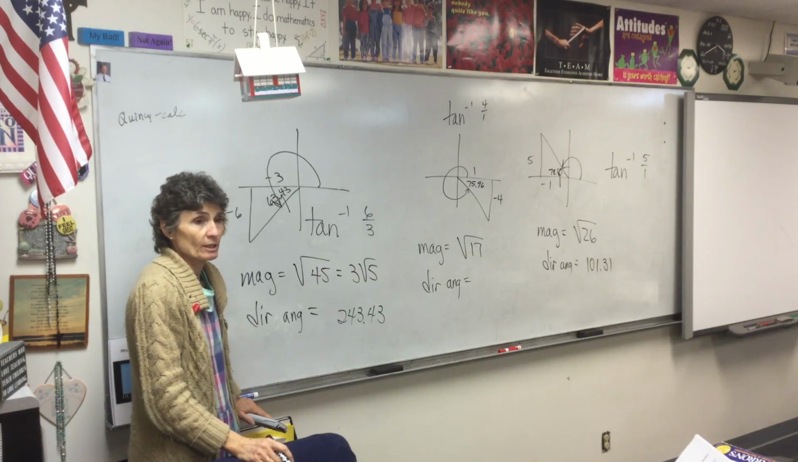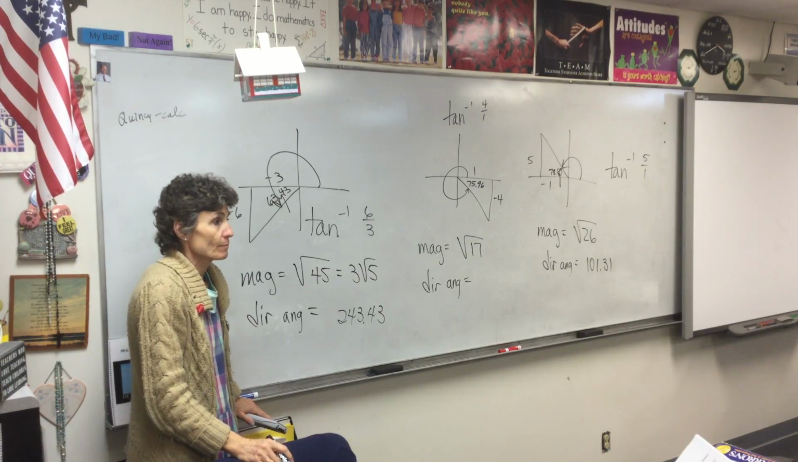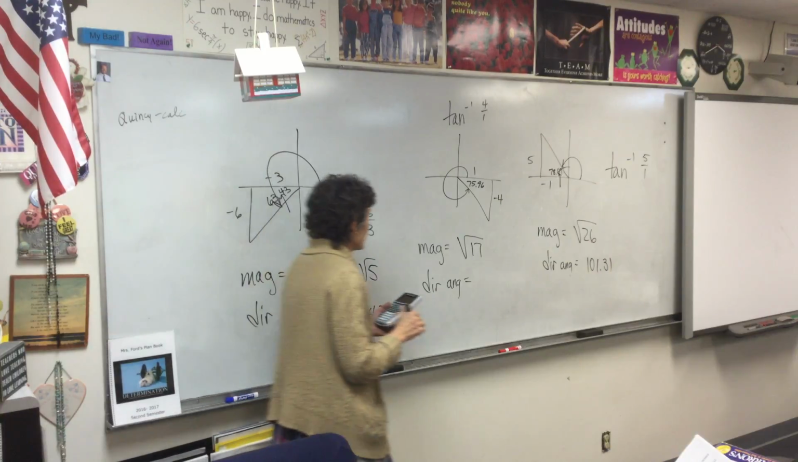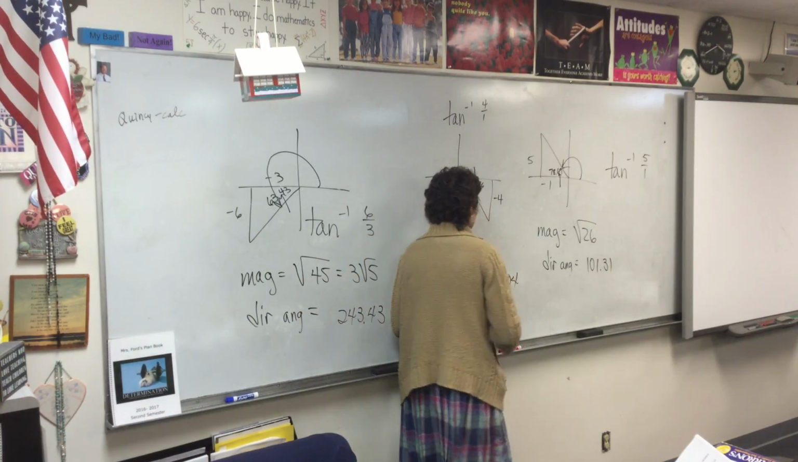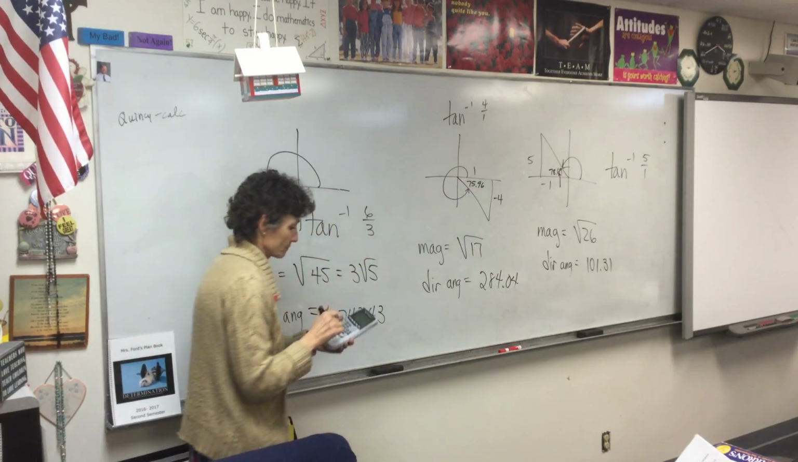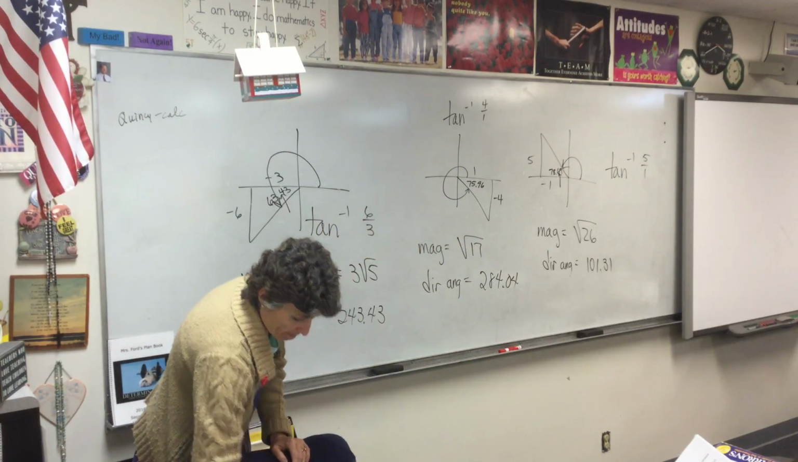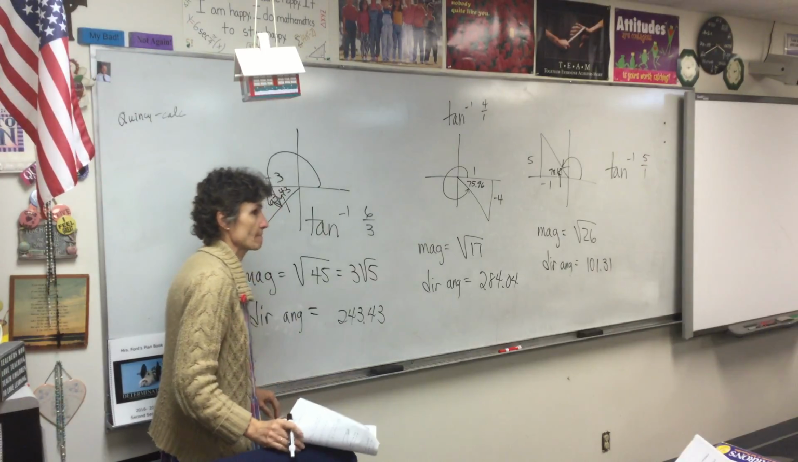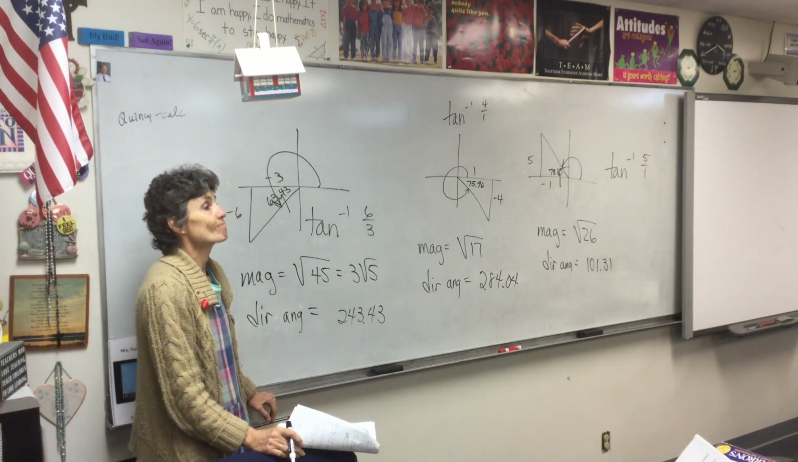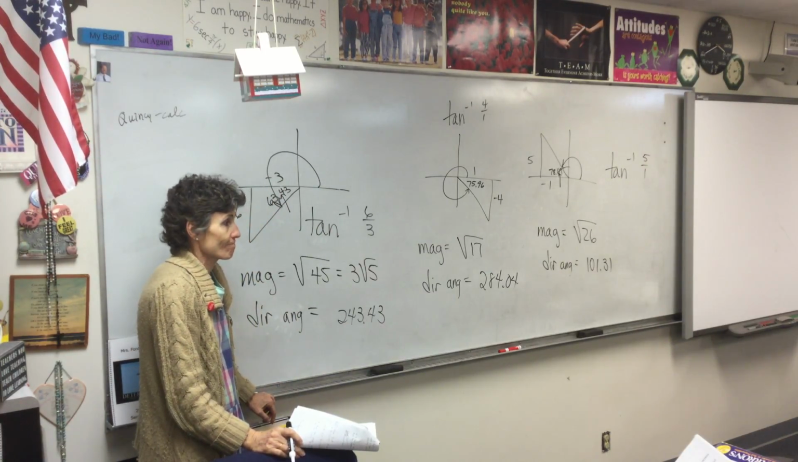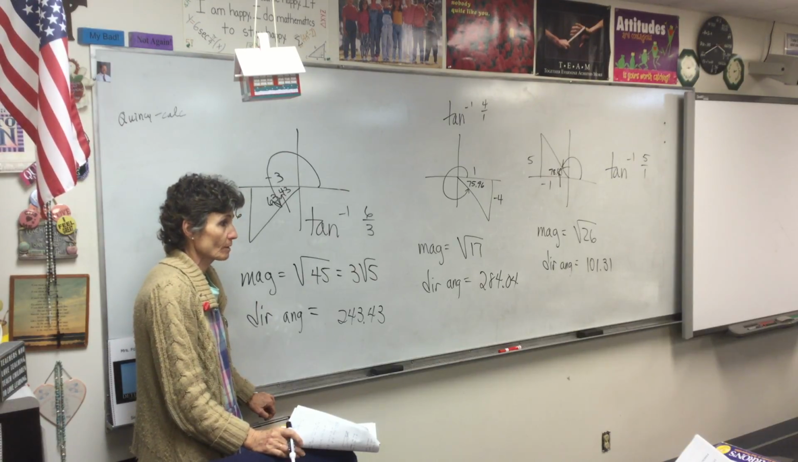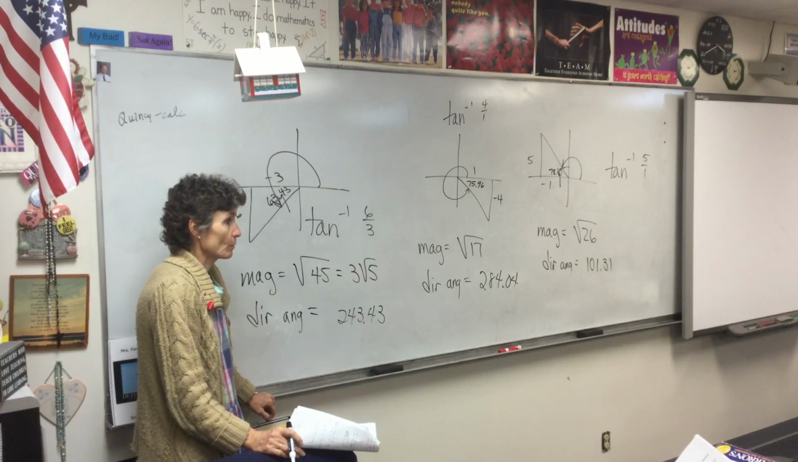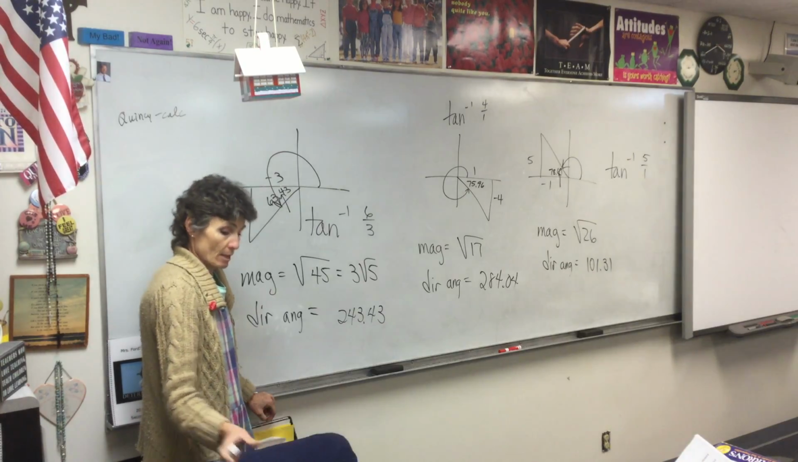How am I going to calculate that angle? 360 minus 75.96, so it's 284.04. All right? We got our magnitude and our direction angle sorted out, right?